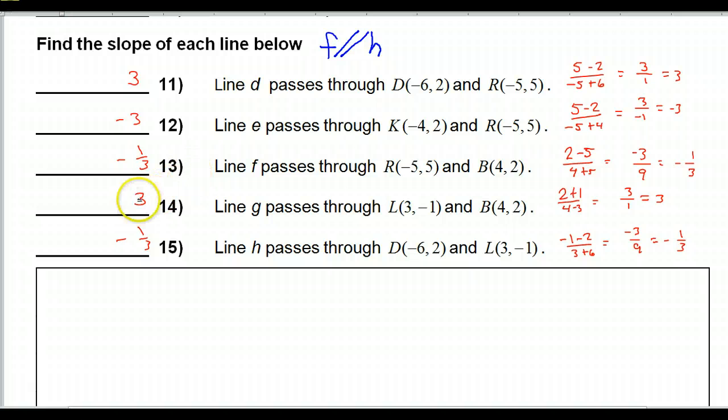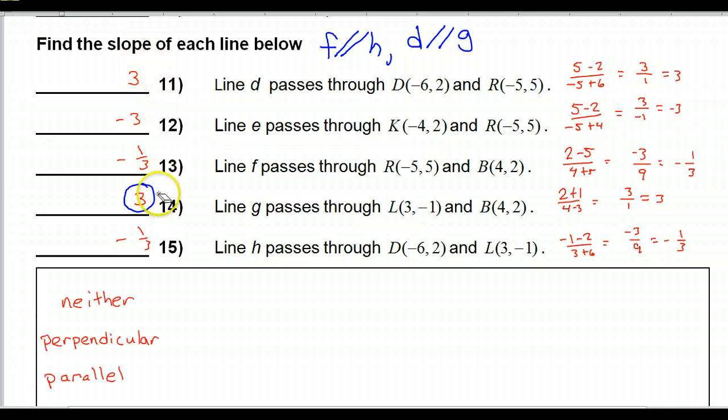What else? Well, look at this one and this one. That's D and G. Again, they're exactly the same. So those are going to be parallel. So line D is going to be parallel to line G. Okay, so I think that's it for parallel.